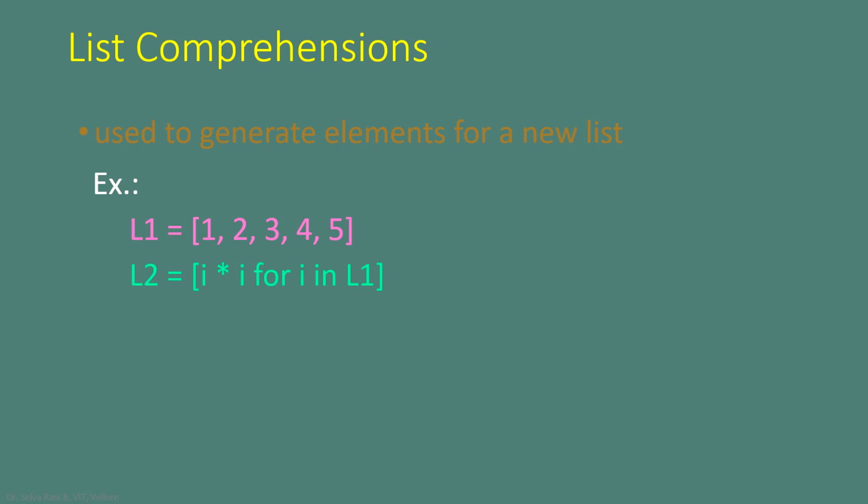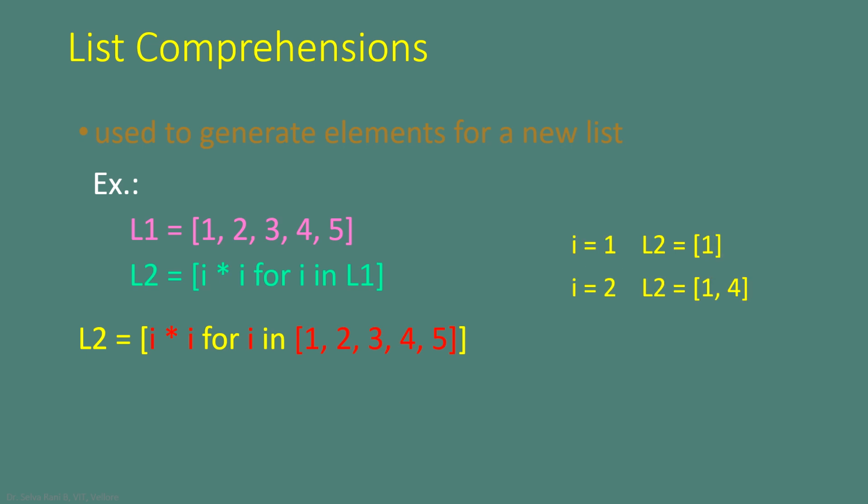This can be easily generated by using a simple for loop inside L2. So now we are using for i in L1. Now L1 has 5 elements in it: 1, 2, 3, 4, 5. The for iteration is going to take the values 1, 2, 3, 4, 5 one by one for the value of i, and for each value of i, it is going to multiply it with itself. For example, the first value of i will be taken and it will be multiplied by itself and it will be added to L2 immediately.